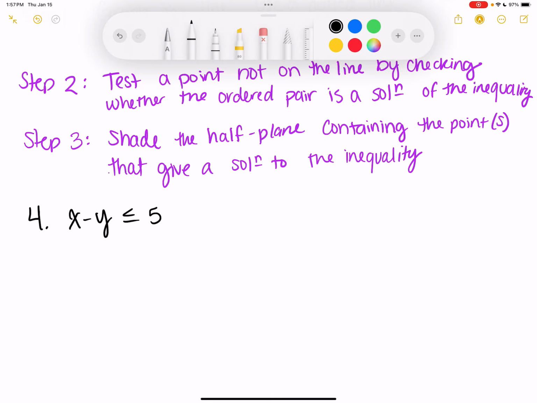All right, I guess I should give you the point that we're checking: 8, -3. We're going to take this point and plug it in for x and y, and we're seeing if it makes a true statement. So 8 minus 3 is less than or equal to 5. Well, 8 minus 3 is 5. Is 5 less than or equal to 5? Yeah. So this is a solution.